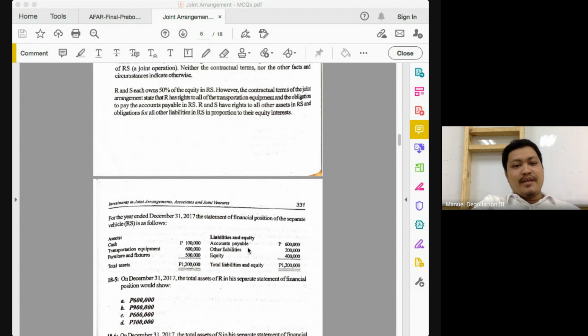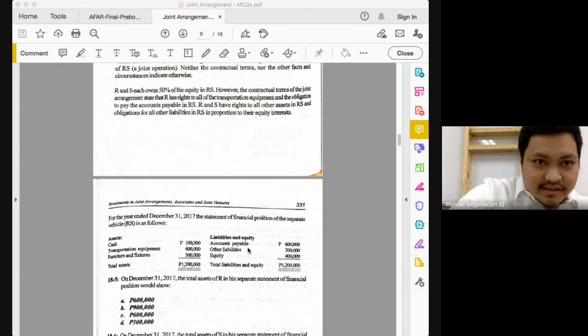Okay. So what does the problem say? Are you just going to split the 1,200,000 between the two class? The total assets of the joint operation is 1,200,000. Are you just going to split it between the two? No, because they have specified rights over the individual assets and liabilities of the joint operation. What does the problem say?